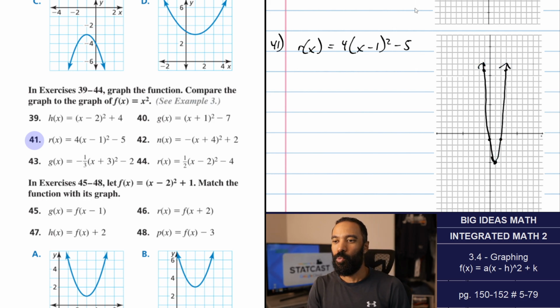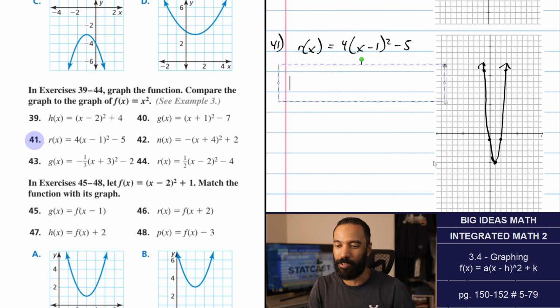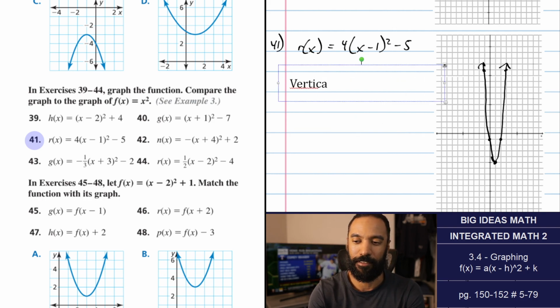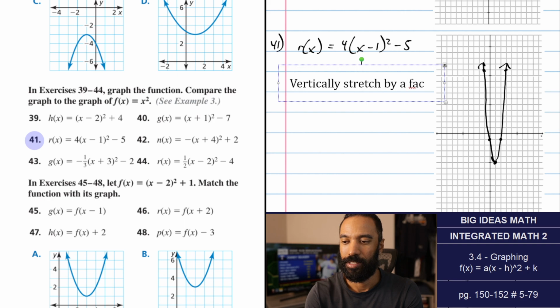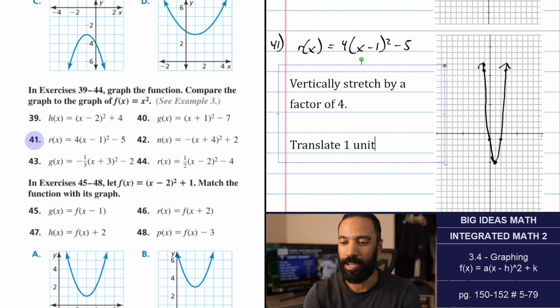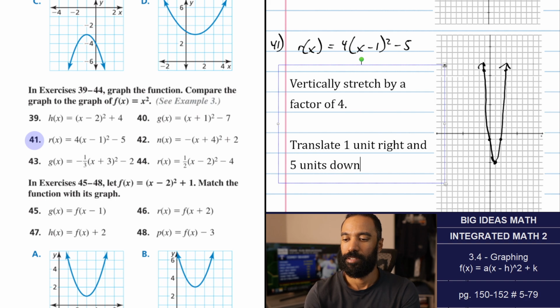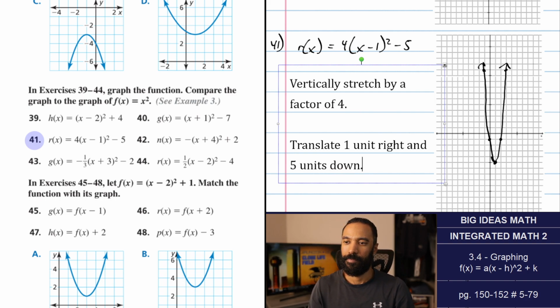All right. We do translate, but we have to first mention the vertical stretch. We vertically stretch by a factor of 4. And then we translate 1 unit right and 5 units down. Okay. Number 41.